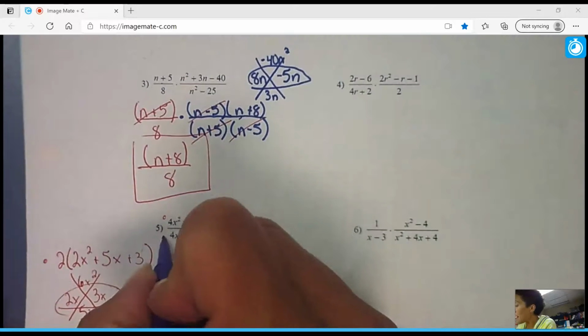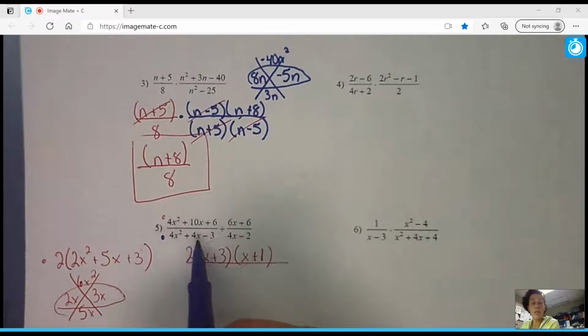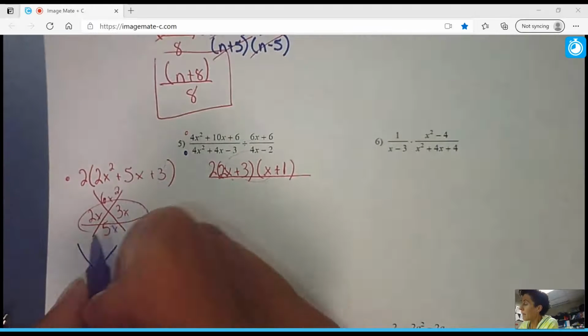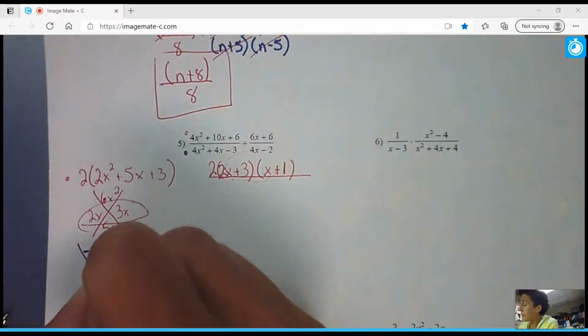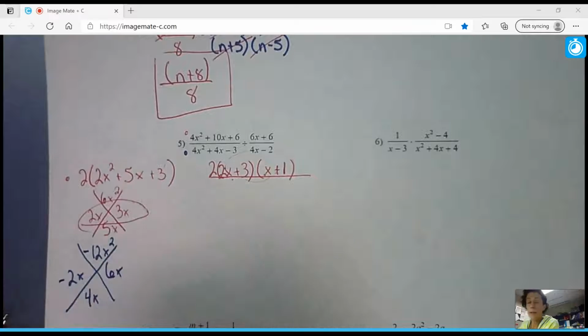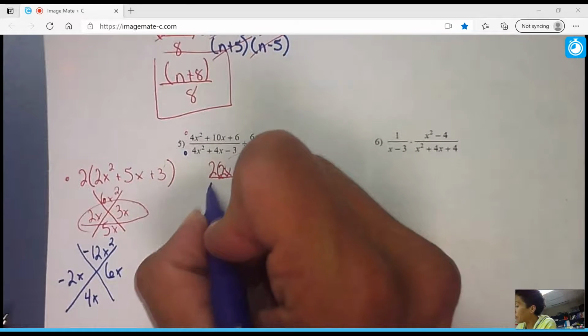Now I'm going to go to my denominator. First thing I'm going to look for is a GCF, which this does not have, so I'll just go straight to my x. I need factors of negative 12 that get me to 4, and that would be a 2 and 6, with 2 being negative.